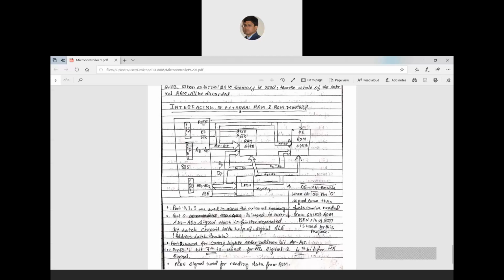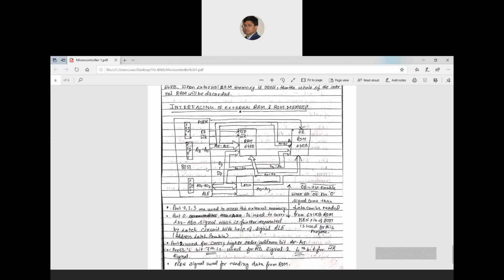And for RD bar and WR bar, it is written here port 3, because for PSEN there is a dedicated pin, but for read or write, port 3 is used. So I have written port 0, port 2, port 3. There is a purpose, because port 0 is associated with AD0 to AD7, port 2 is associated with A8 to A15, and port 3 is associated with RD bar and WR bar.